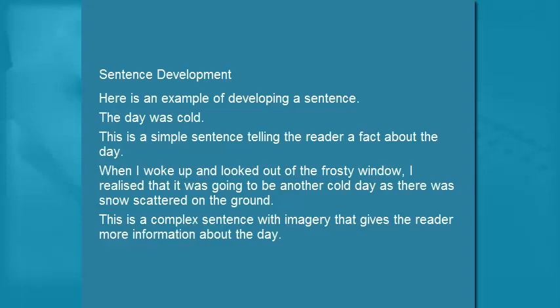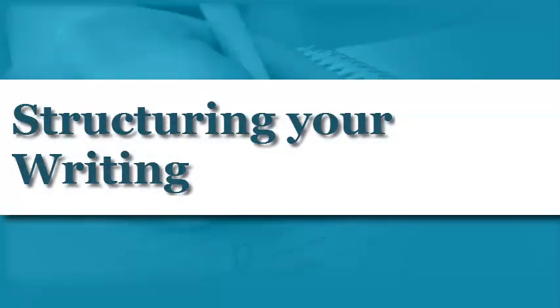Sentence development. Here is an example of developing a sentence. The day was cold. This is a simple sentence telling the reader a fact about the day. When I woke up and looked out of the frosty window, I realised that it was going to be another cold day, as there was snow scattered on the ground. This is a complex sentence with imagery that gives the reader more information about the day.